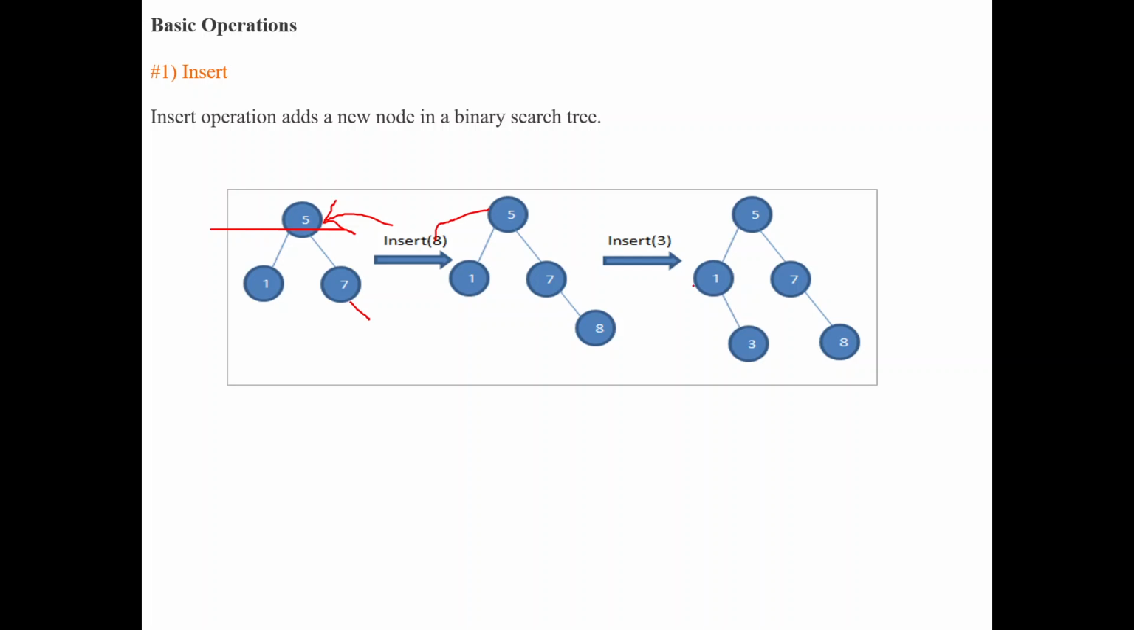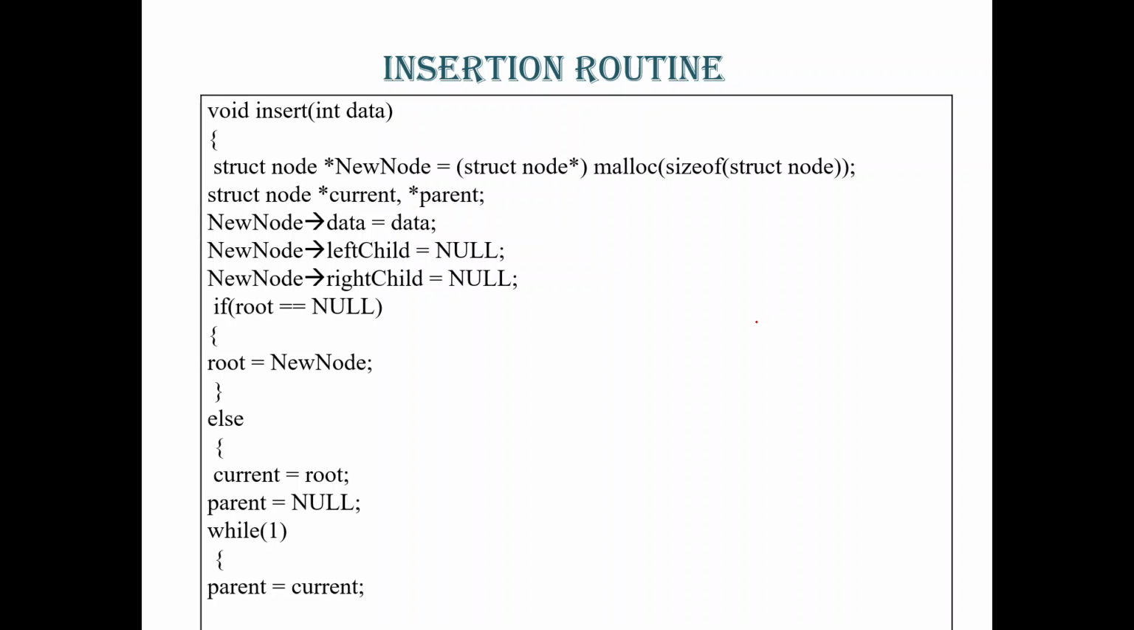In the left tree I already have one node, so I cannot insert there. I need to check with that. 3 is greater than 1, so I'll go to the right of node 1. This is how you insert a node in a binary search tree. Now this is the routine for insertion of a node. First I will create a new node. Then I have current and parent as pointers.